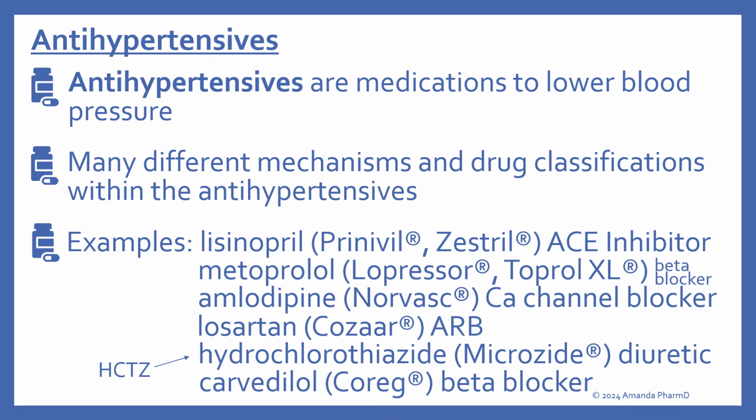Losartan, its brand name is Cozaar, it's an ARB or angiotensin receptor blocker. Hydrochlorothiazide, its brand name is Microzide, it's a diuretic, and it's often abbreviated HCTZ. And there's carvedilol, its brand name is Coreg, and it is a beta blocker.